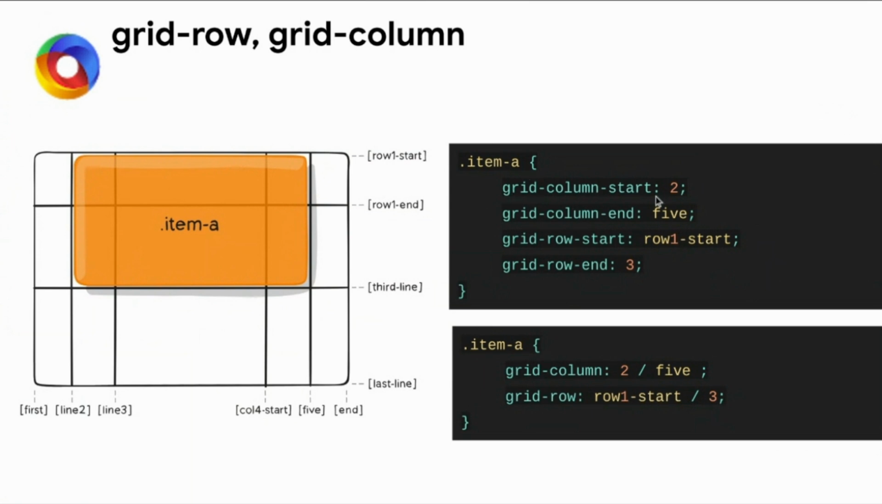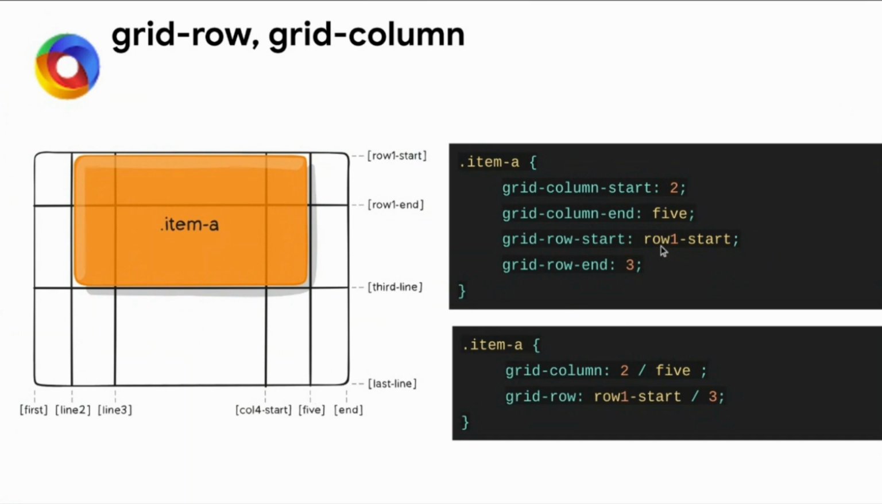Firstly, grid column start 2. So the column is starting at the second one. Here at line 2, this column starts in the grid. So this one is 1, this one is 2. Similarly, it ends at 5. The 5 is the name we have given, so it's ending at 5.